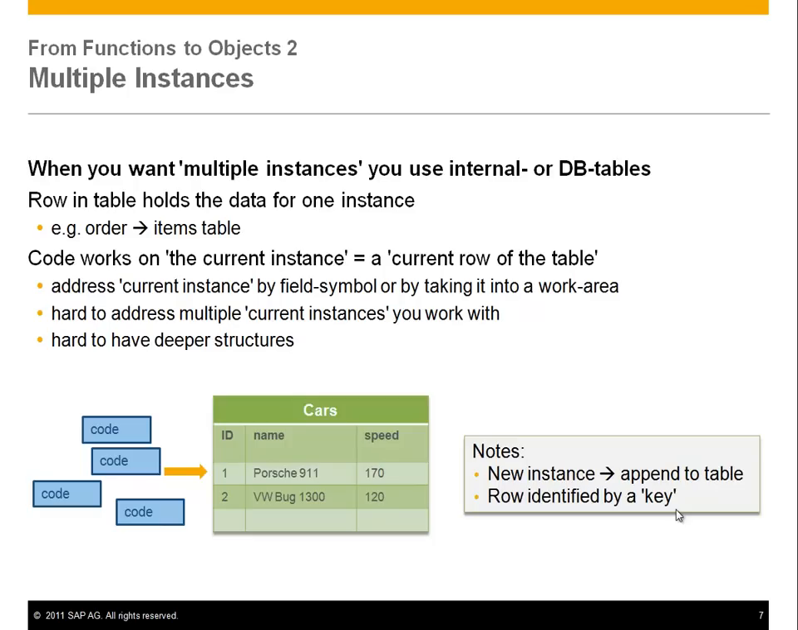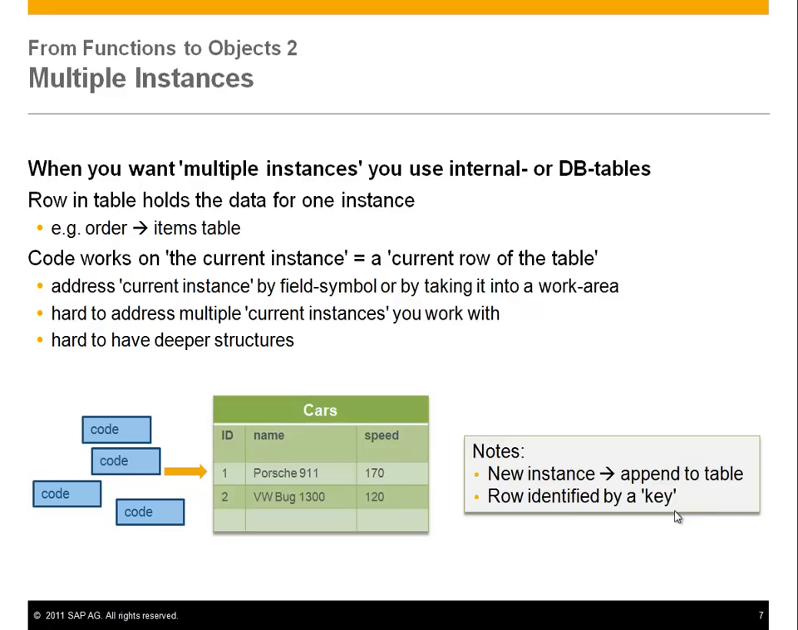And so to work on the current instance, I have to address it in some way, either by a field symbol or by taking a row into a work area. So first I have to find it, then make it accessible by setting the field symbol to it, or taking it into the work area. And it makes it really hard to also address multiple current instances you work with. So you maybe have multiple field symbols, or you have only one work area of a table normally, so you'd have to copy it out and so forth. This is not so easy to do. And it's also hard to have deeper structures.